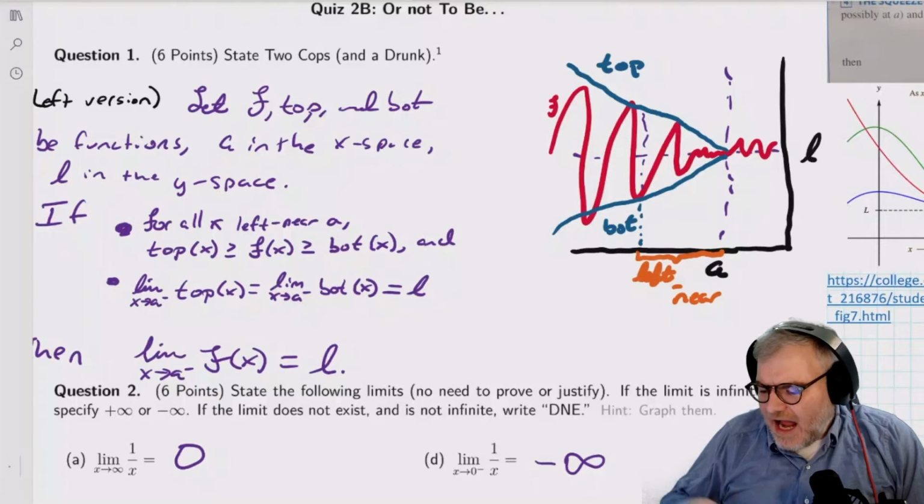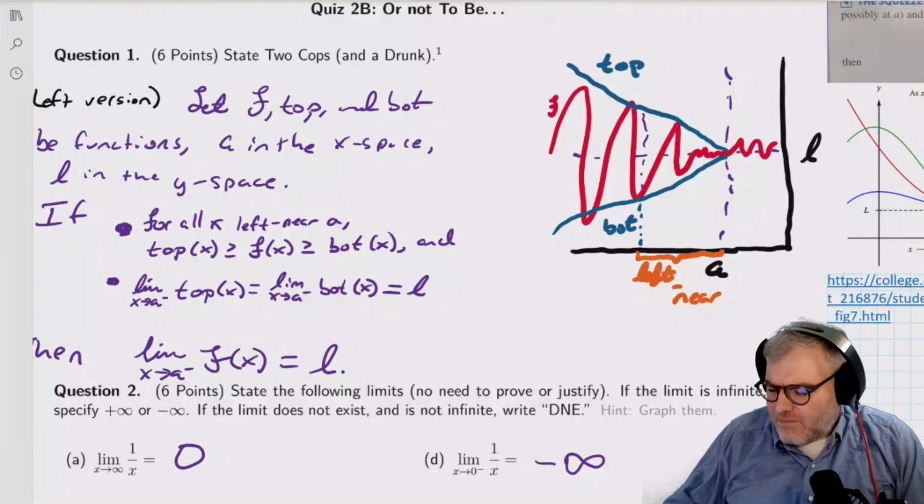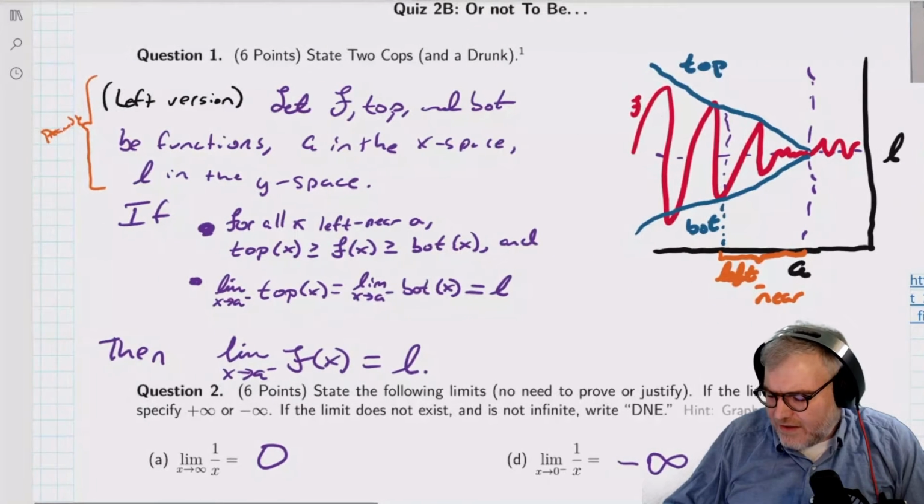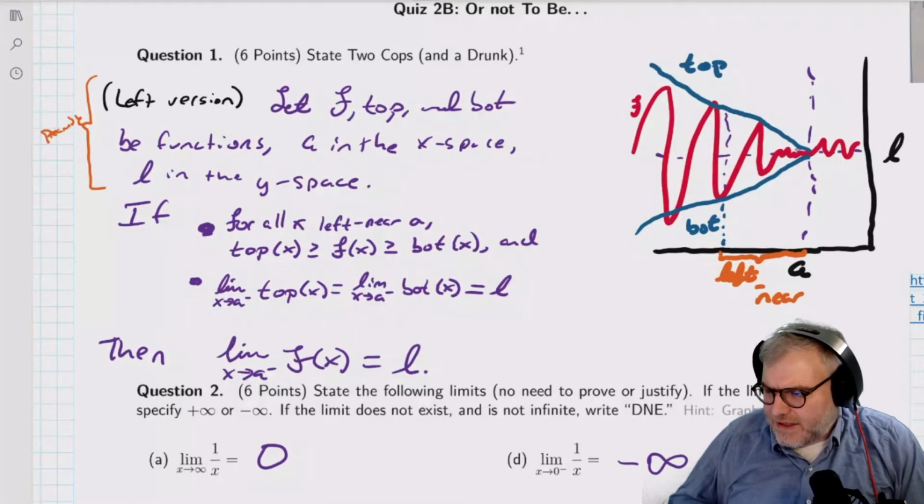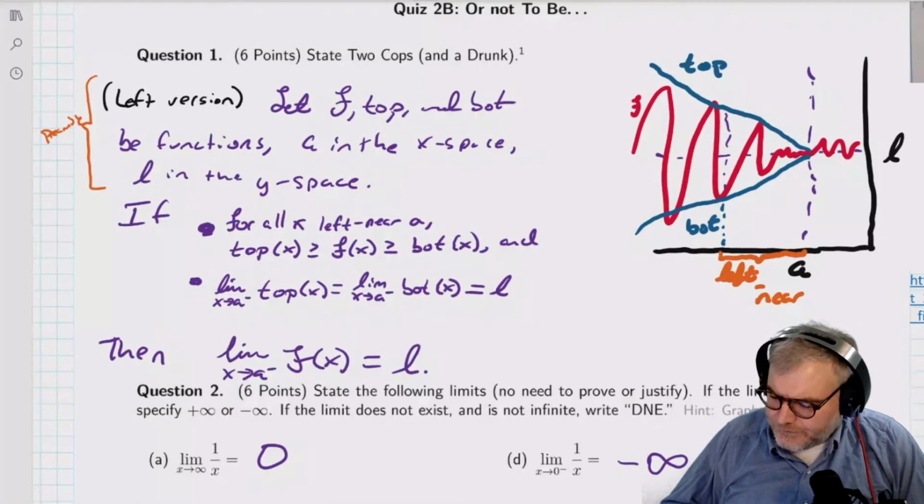A little statement. I find it easier to remember the picture than the theorem. So I kind of draw myself a picture. I've got this kind of left near a thing. I've got an L in the y space. I've got an a in the x space. I've got a top. I've got a bot. I've got two functions going over there, all heading to the right. I got a cop on top, a cop on bottom. I got an f trapped in between, or it's a little drunk f. Everyone's headed to the paddy wagon. Okay.